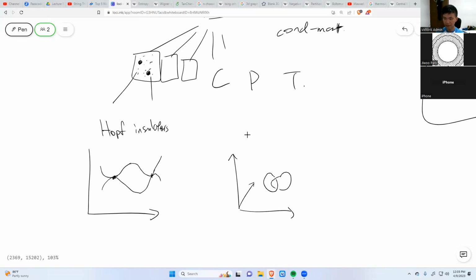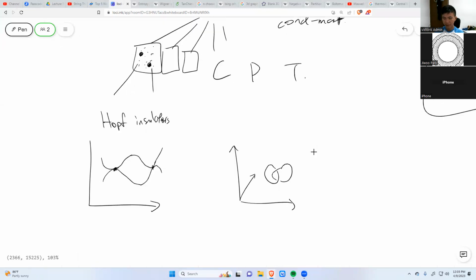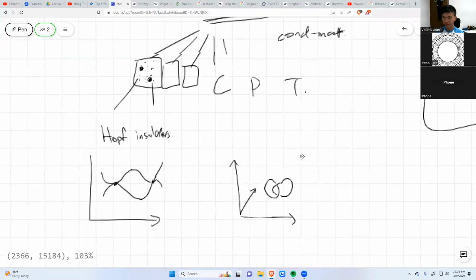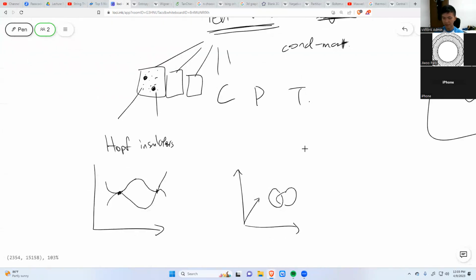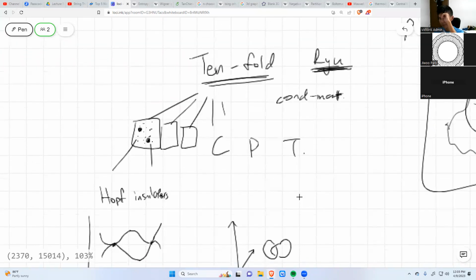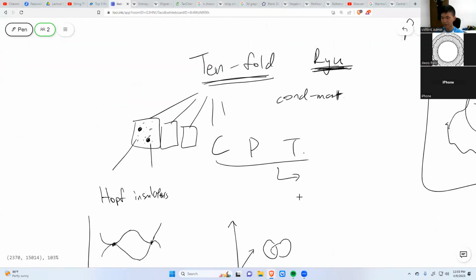Yeah, that's interesting. I wonder if it has any use in proving mathematical theorems. I'm not sure about that, but it does lead to interesting questions you can ask about condensed matter systems. And for the tenfold way, there's an effective field theory written in terms of Chern-Simons and topological field theories.